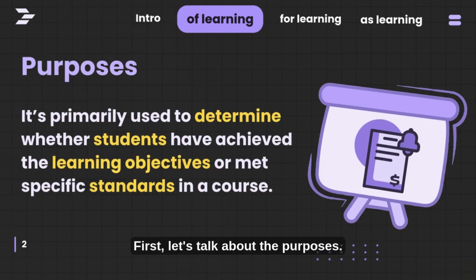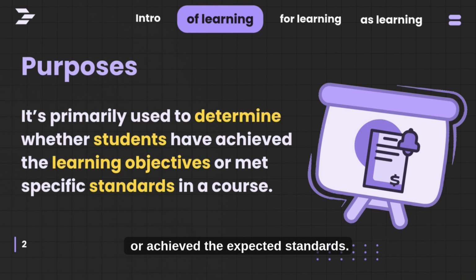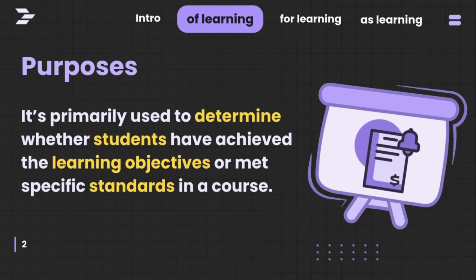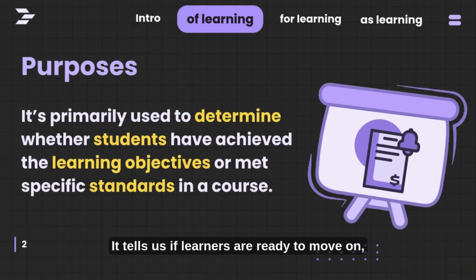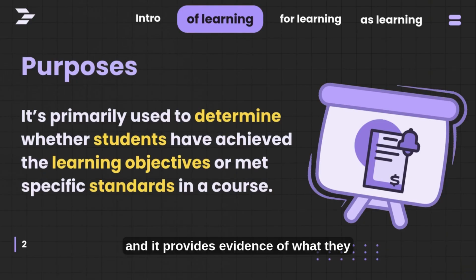First, let's talk about the purposes. Assessment of learning is mainly used to determine whether students have met the learning objectives or achieved the expected standards. It tells us if learners are ready to move on, and it provides evidence of what they can do at a particular point in time.